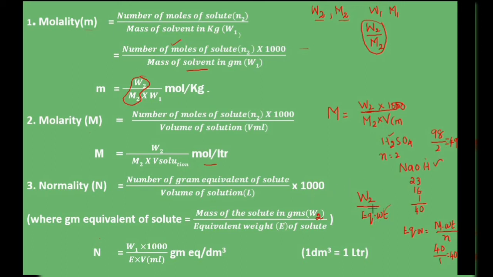So now when you substitute this equivalent weight, when you divide the mass of the solute by the equivalent weight, it is possible to get the number of gram equivalent of the solute. So this is how you should calculate.